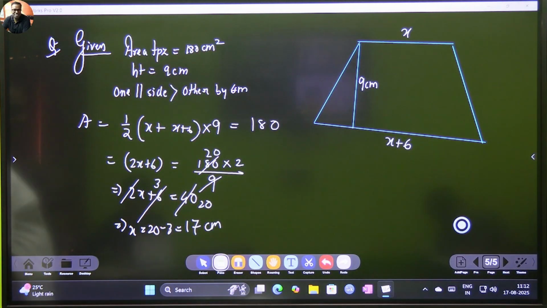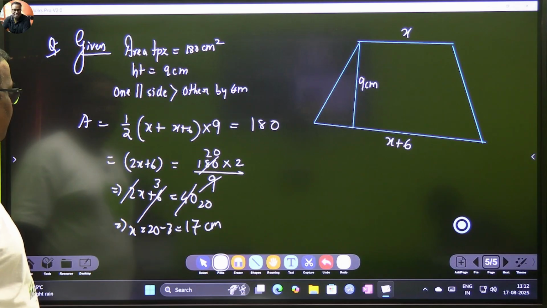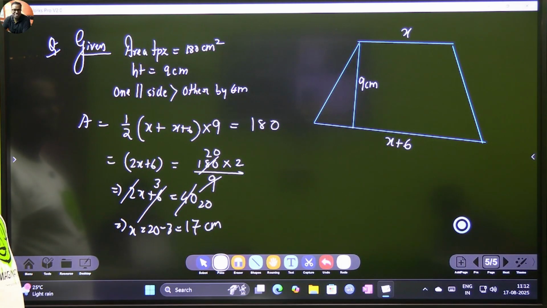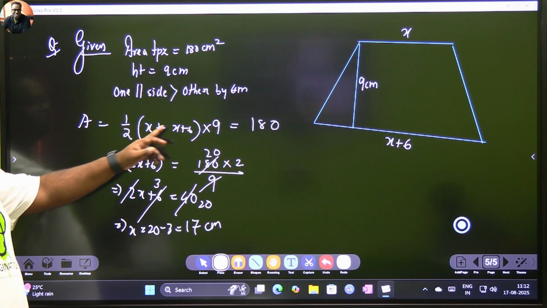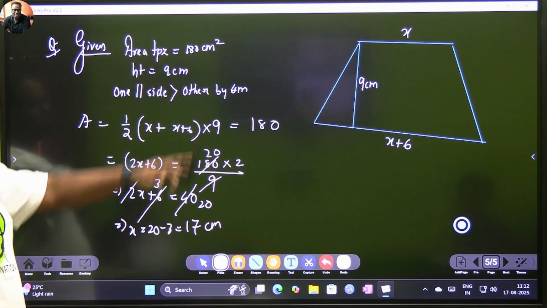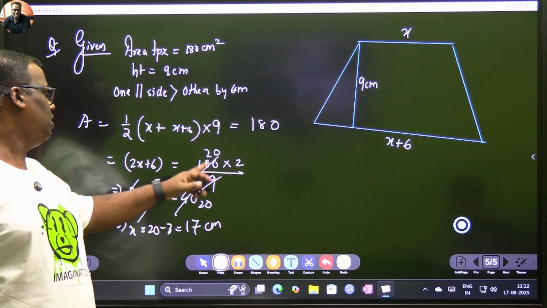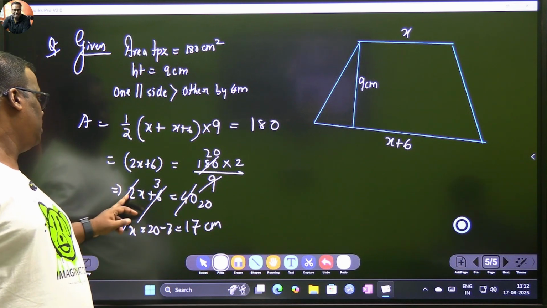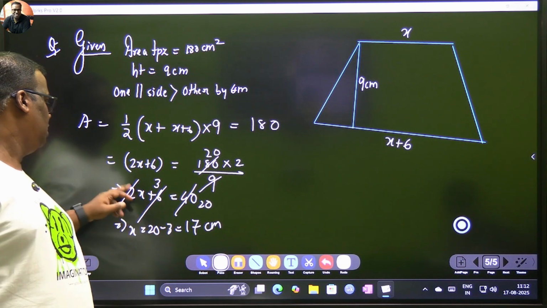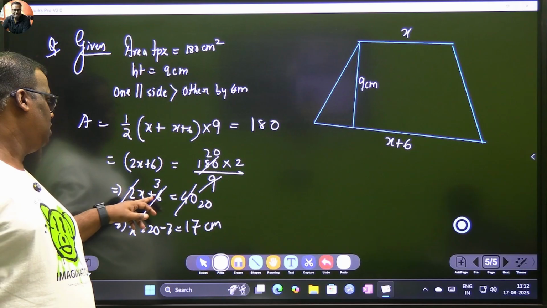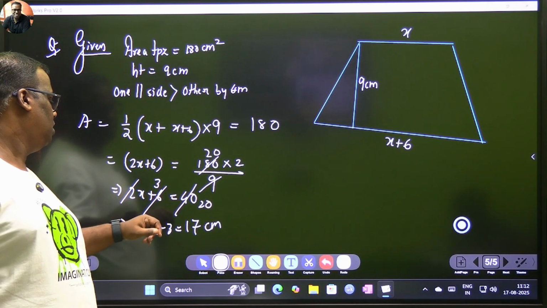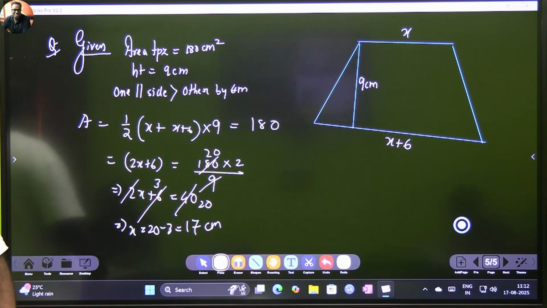Half into sum of the parallel sides into perpendicular distance should be equal to 180. So 180 into 2 divided by 9 is 20, 20 into 2 is 40. So 2x plus 6 is equal to 40. x is 17. 17 is the answer.